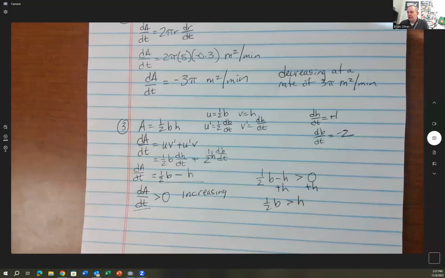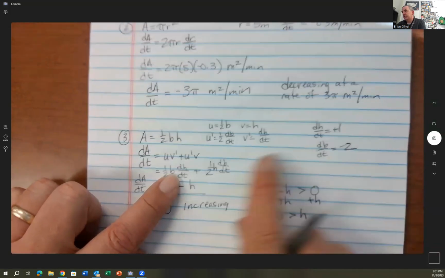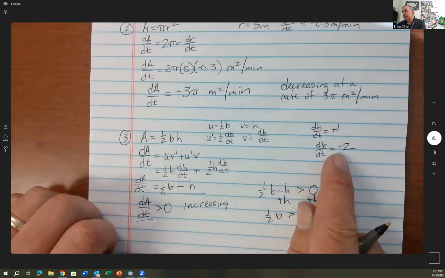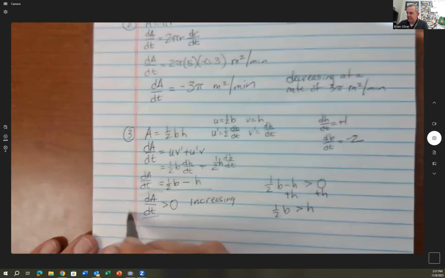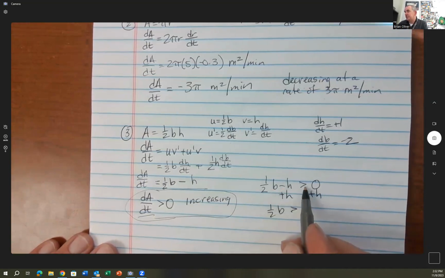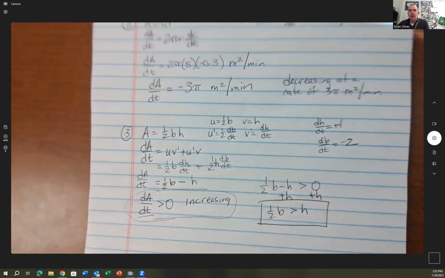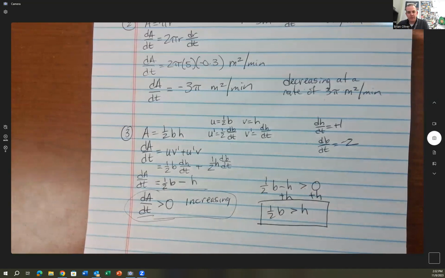Oh, I know I've been sharing. That's a problem. Okay, so what I did is I substituted in for dh/dt as a 1 and db/dt as a -2. And what it said is dA/dt has to be increasing. So that means dA/dt has to be a positive number. 1/2 b minus h has to be greater than 0. Add h to both sides. So this is a scenario where I have a function that is going to be increasing. It'll be increasing if half the base is greater than the height.